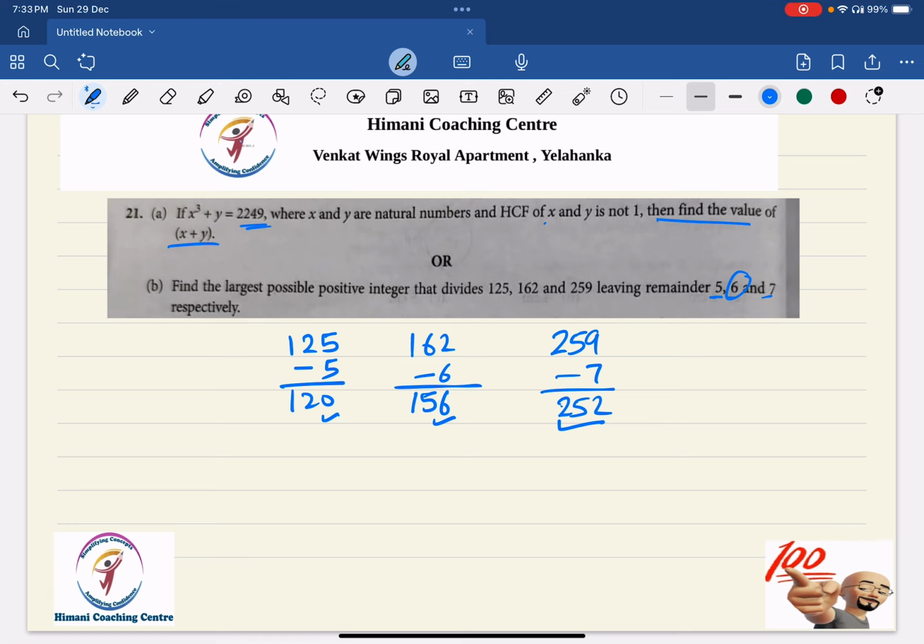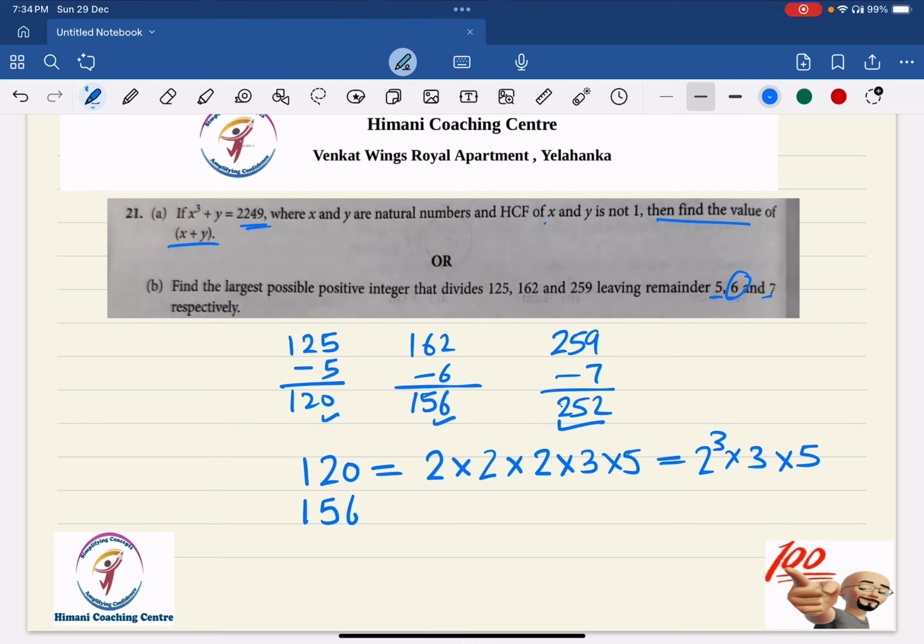Now, if you want to solve it with prime factors or you want to do it with long division, that's your wish. So now let us do prime factors. Okay, 120. So this is what? 2 times 60, which is 2 times 30, which is 2 times 15. So basically I get this. So we are getting 2 cube times 3 to the power 1 times 5.